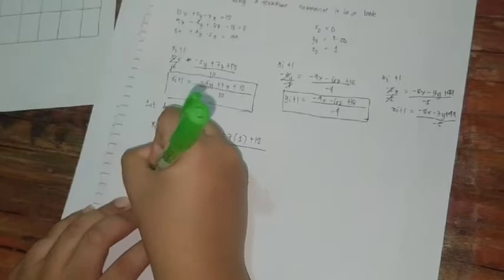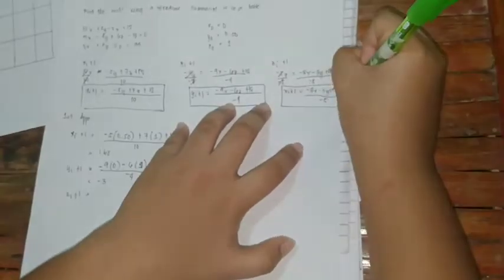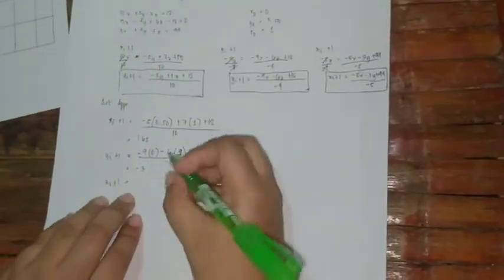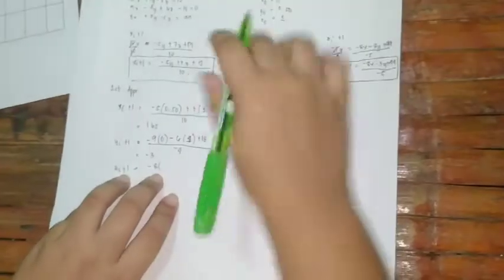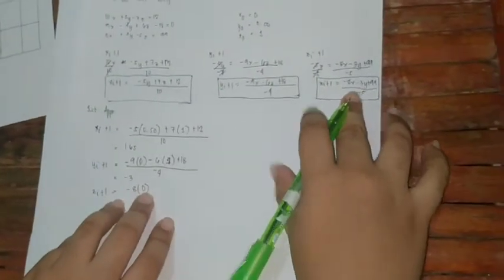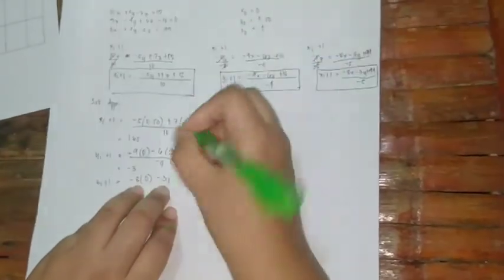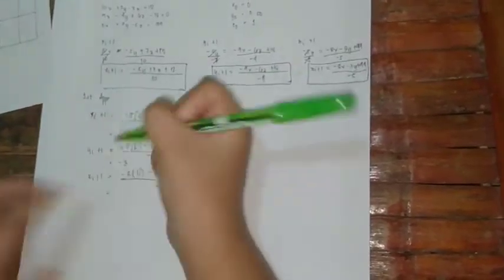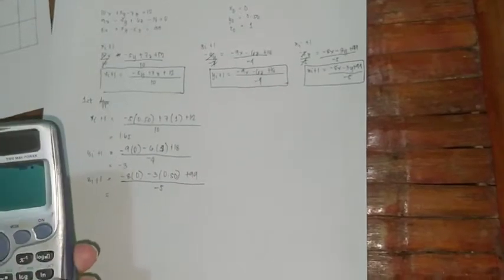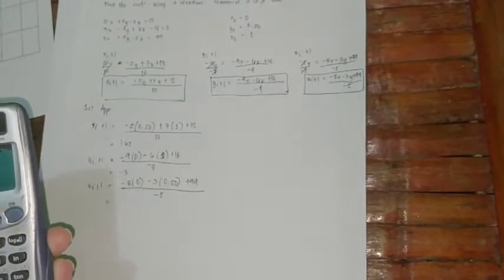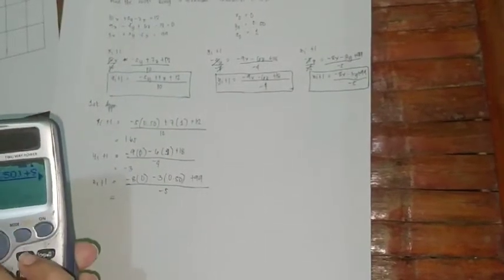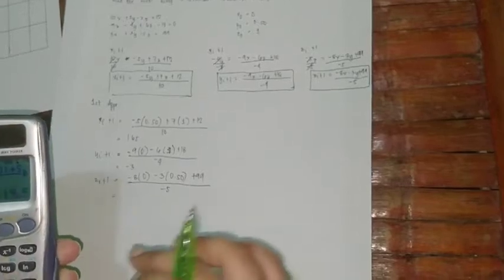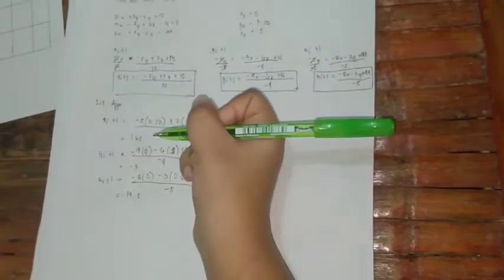Now, next we're going to use z sub i plus 1. So we have negative 8 multiplied by 0 minus 3 multiplied by y, which is 0.50, plus 99 divided by negative 5. So we have negative 8 times 0 minus 3 times 0.50 plus 99 divided by negative 5. So we had negative 19.5.